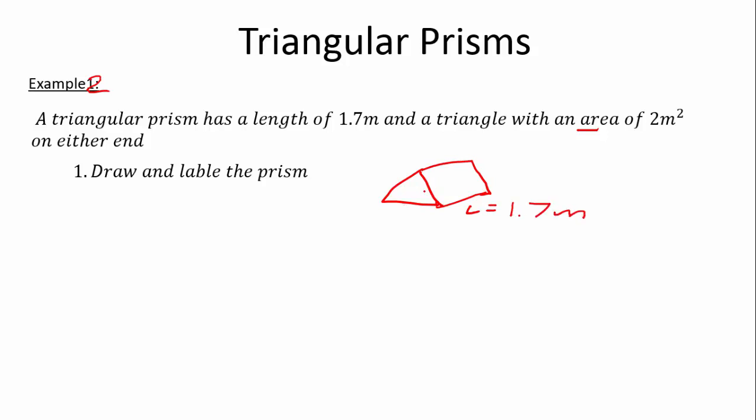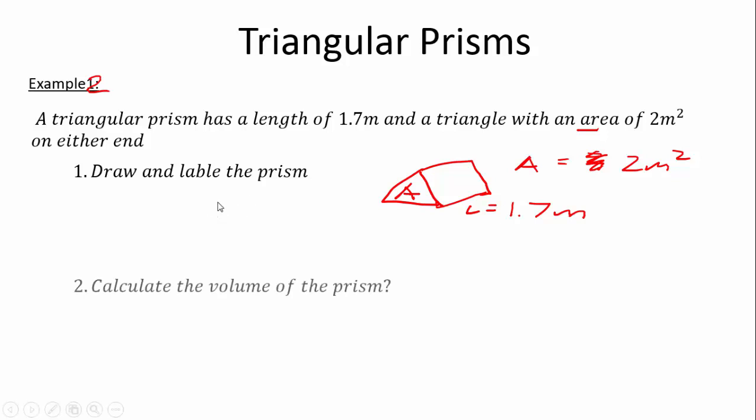All we know about this area here, we're going to call it A, is the area is equal to 2 meters, oops, not 3, 2 meters squared. Squared, so it's an area, not a volume. And that is okay for how you draw in your shape. So if we want to calculate the volume of our prism, how are we going to do that?